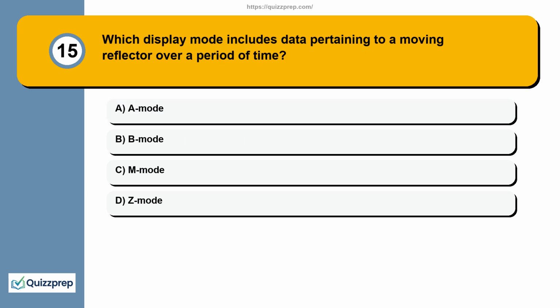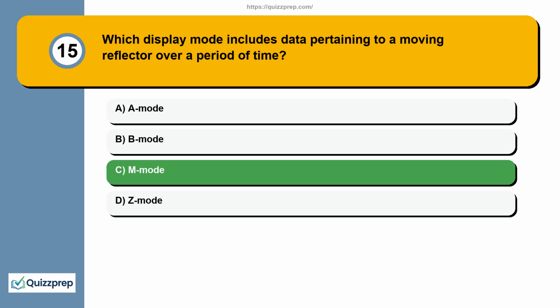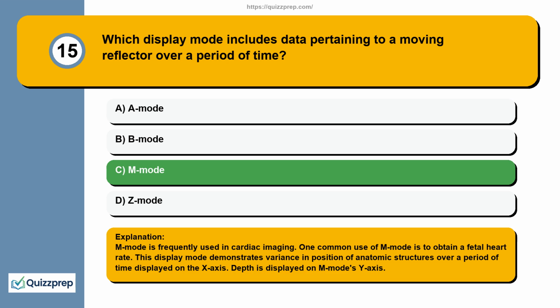Question 15. Which display mode includes data pertaining to a moving reflector over a period of time? A mode, B mode, M mode, Z mode. M mode is frequently used in cardiac imaging. One common use of M mode is to obtain a fetal heart rate. This display mode demonstrates variance in position of anatomic structures over a period of time displayed on the x-axis. Depth is displayed on M mode's y-axis.